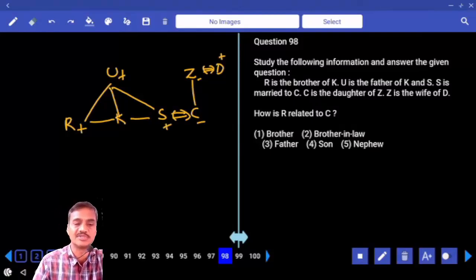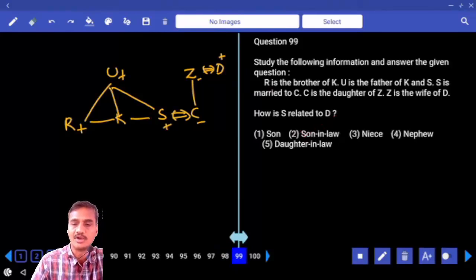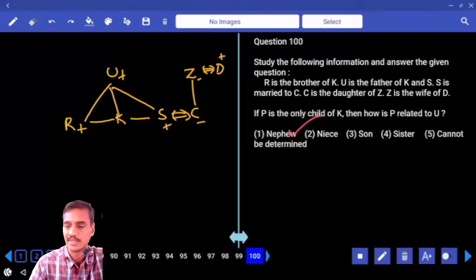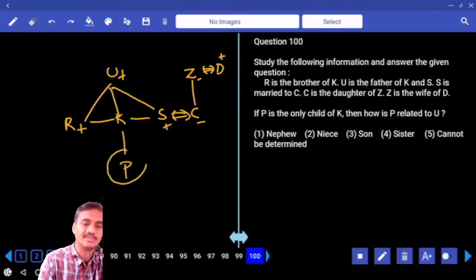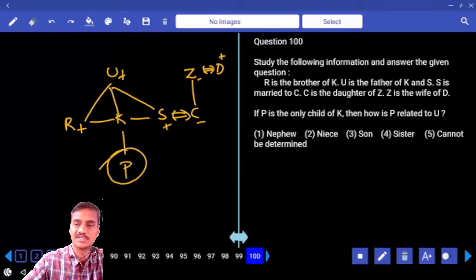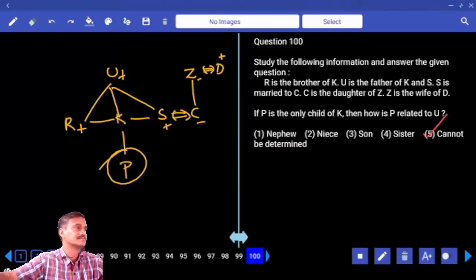And how is R related to C? C is the husband's brother, brother-in-law, choice 2, 98. How is S related to D? D is the daughter's husband, son-in-law, choice 2, 99. And if P is the only child of K, how is P related to U? Either grandson or granddaughter, because the gender is not known, choice 5, 100.